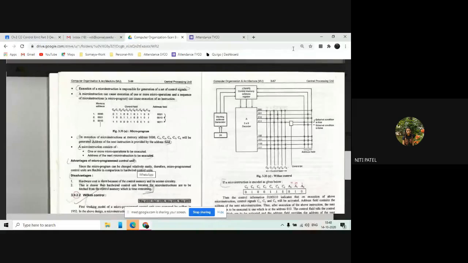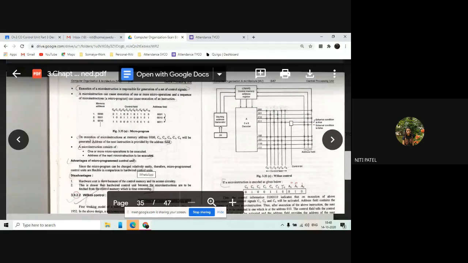So have you understood how this Wilkes control unit is going to work? Are you understanding? Yes. So for memory address 0, line number 0, respective control signals. Memory address 1, decoder line number 1, respective control signals. Memory address 2, decoder line number 2, respective control signals. Memory address 3, decoder line number 3, respective control signals. Similarly will be followed for memory address 4, 5, 6 and 7. Is this understood? How does your Wilkes control unit work?